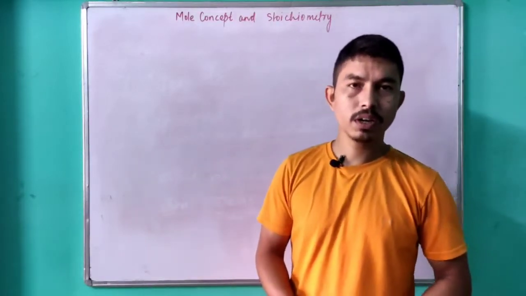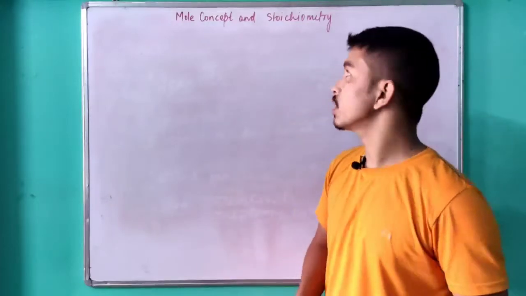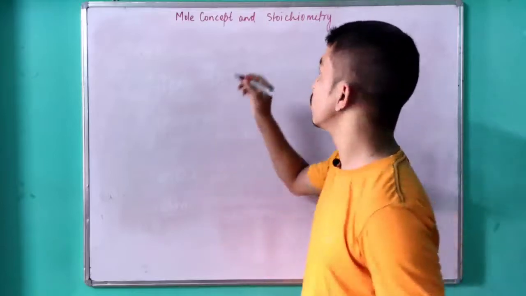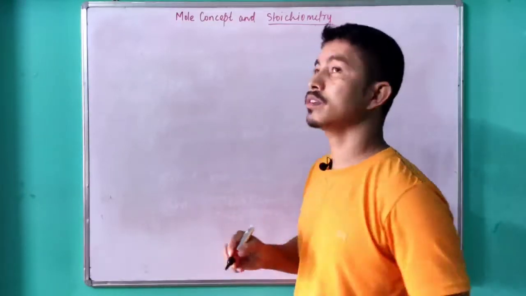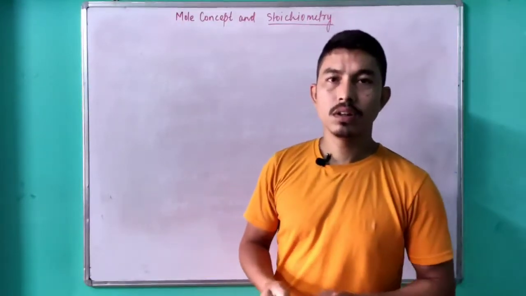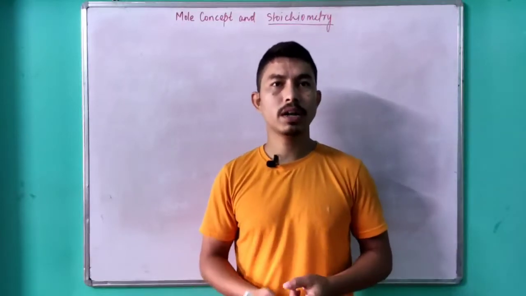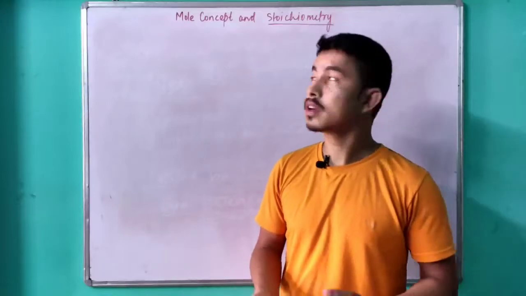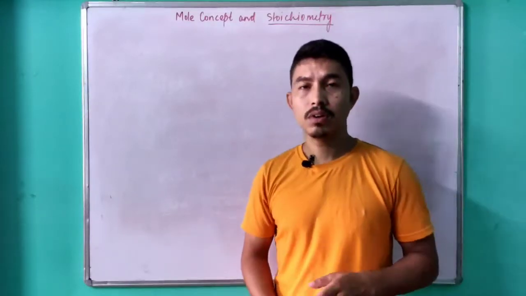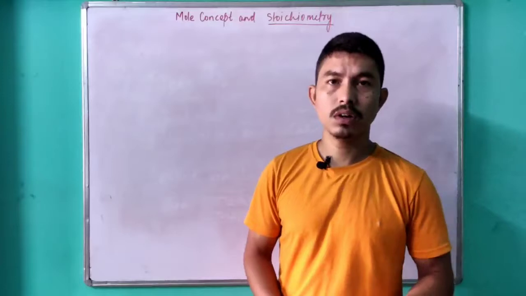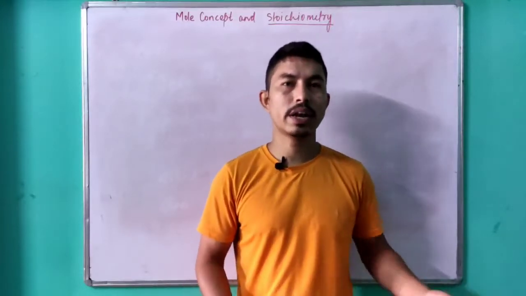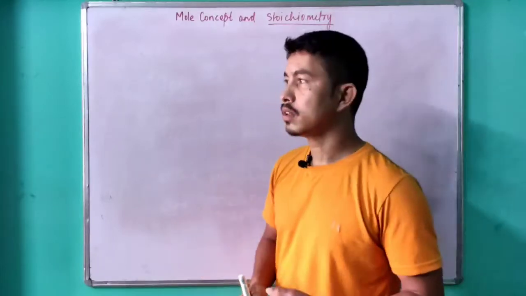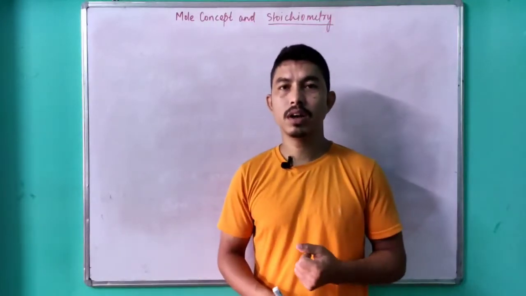Today we will be beginning the 5th chapter of your chemistry textbook, that is the mole concept and stoichiometry. So this word stoichiometry, what does it mean? It means that the quantitative analysis of the gaseous reactant and the gaseous product is known as stoichiometry. We have already learned about the qualitative analysis, or analytical chemistry, in the 4th chapter, and in this chapter we will be learning about the quantitative analysis of gas.